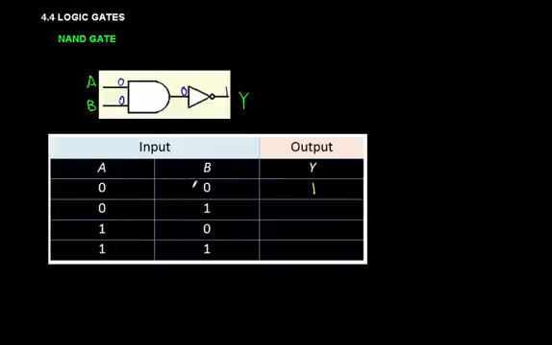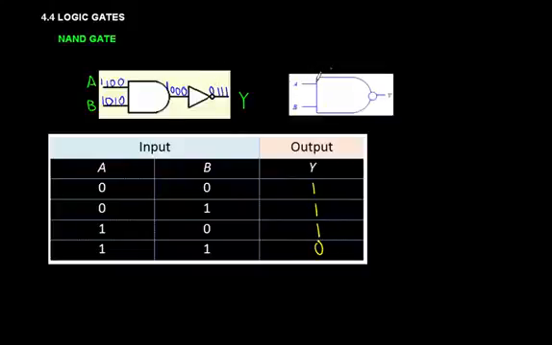Next, when it is 0, 1, the AND gate gives 0, NOT becomes 1, so this will still be 1. Next, 1, 0: the AND gate output will be 0 and the output will still be 1 because of NOT. And lastly, 1, 1: the AND gate will be 1, and NOT of it will be 0, so the output will be a 0.